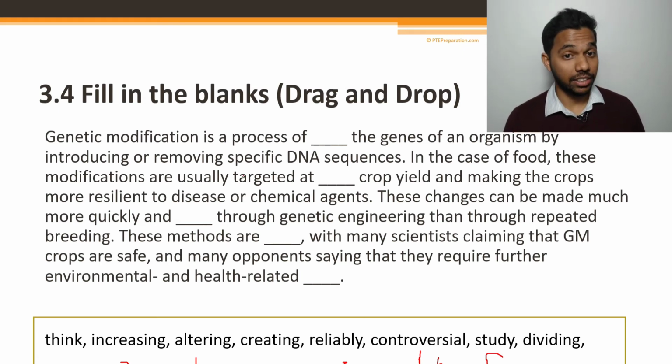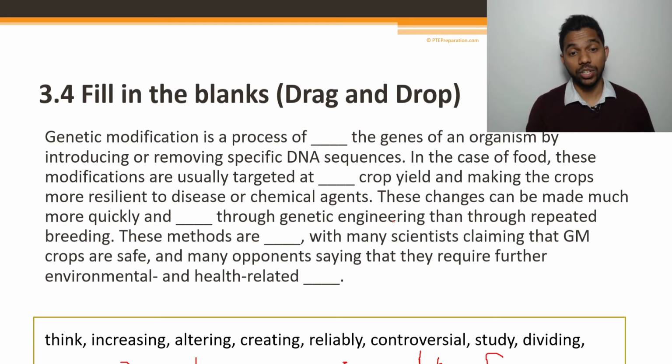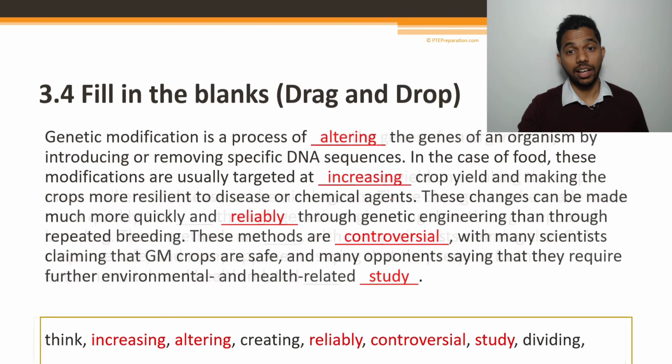I'm going to quickly skim through it again to see if it makes sense, and then I'll explain it to you. Genetic modification is the process of altering the genes of an organism. In the case of food, these modifications are usually targeted at increasing crop yield and making the crop more resilient. These changes can be made much more quickly and reliably through genetic engineering. These methods are controversial, with many scientists claiming they are safe. Many opponents think they require further environmental and health related study. Okay, so that is how I would go about solving this particular question. Let's look at the answer, and I'm going to summarize it as well.